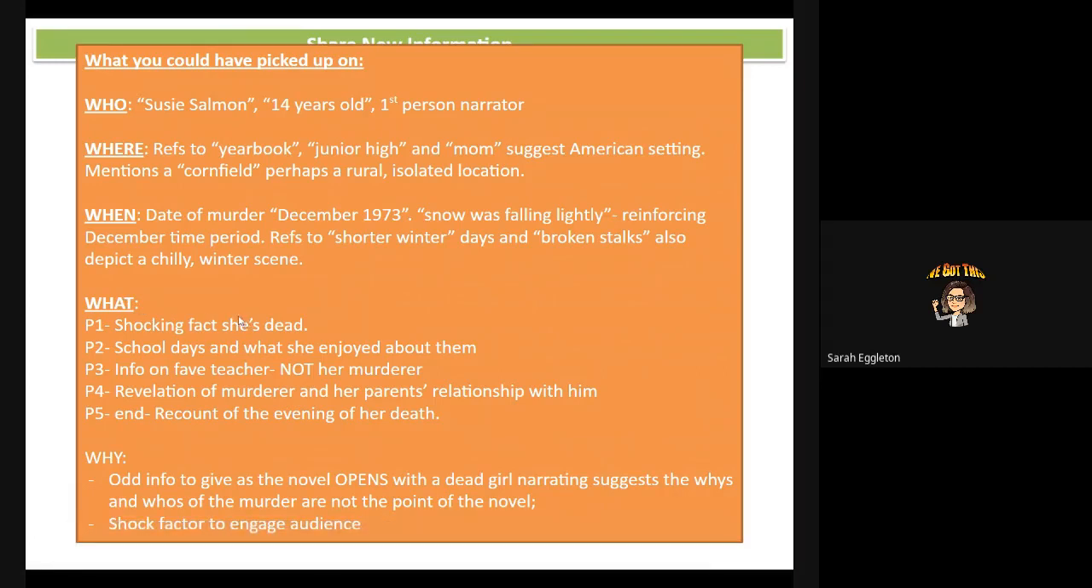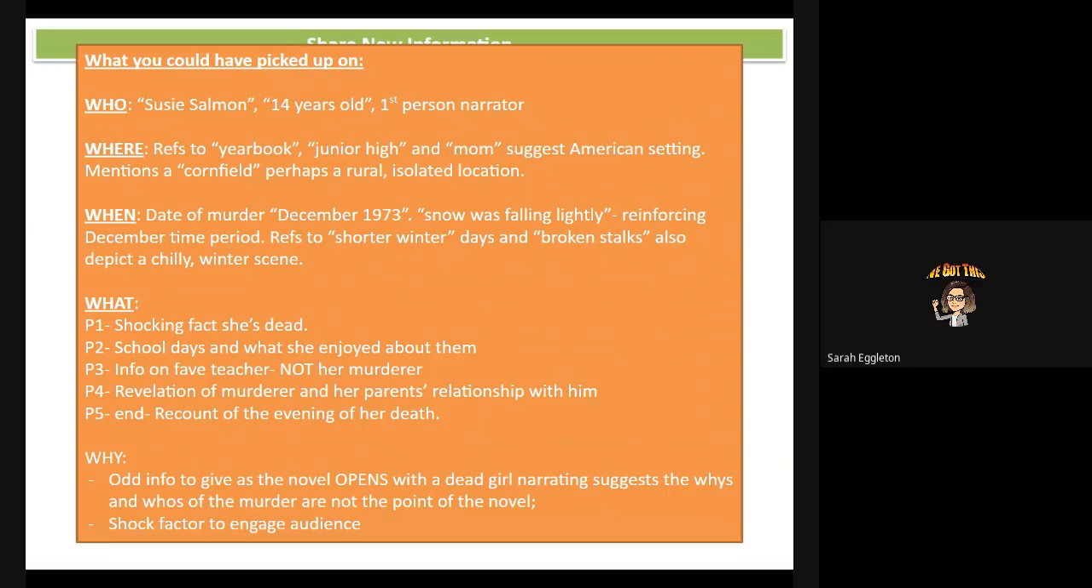That's why that's such an important thing to do. So you can see how she's shifting. The next thing you want to think about is, why does she shift the focus in that way? Why does the author tell us at the start of the extract that Susie Salmon is dead? Why doesn't she tell us at the end? Why does she then talk about her school days and her favourite teacher? Why is that information given to us at that point in the text?